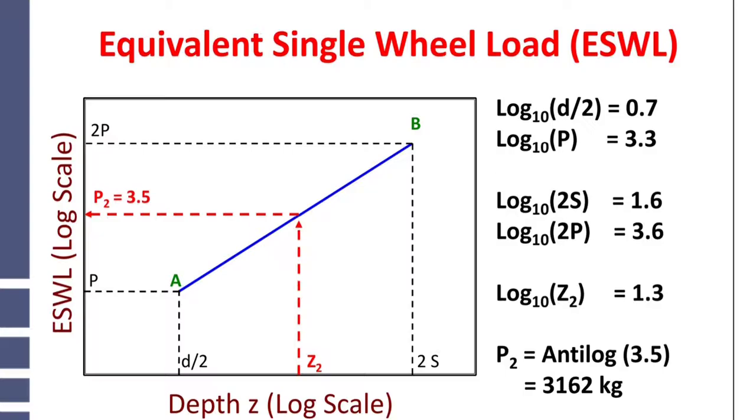And before going for ESWL for a particular depth, for example here Z2 is 20 centimeter, you cannot directly take 20, as it is a normal graph. Log to the base 10 of 20 is equal to 1.3. Corresponding to 1.3, whatever value you get, that is P2 is 3.5. That is not the equivalent single wheel load; it needs to be converted back. The anti-log of 3.5 will be 3162 kg, right?